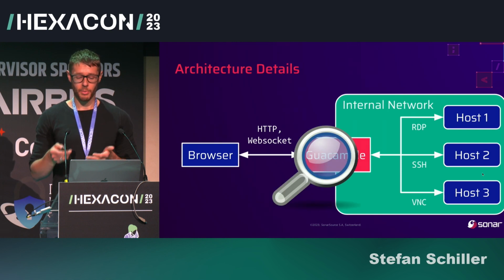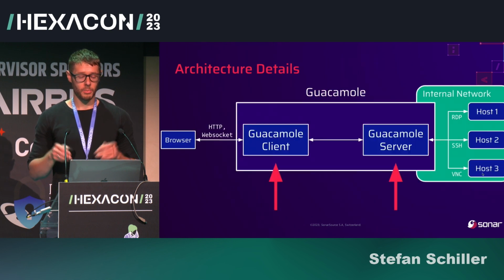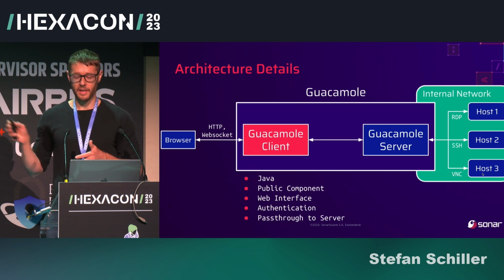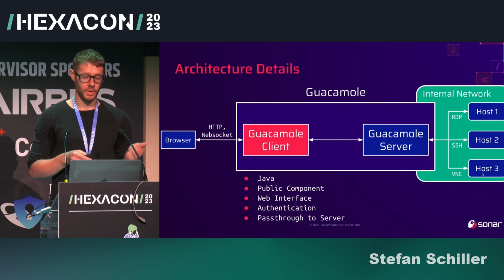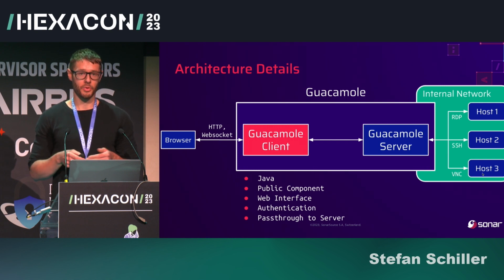In order to understand what we are facing, let's have a closer look at the architecture of Guacamole itself. Guacamole consists of 2 components, a client and a server. The terms client and server here refer to the Guacamole architecture. So the Guacamole client on the left is actually the externally exposed component. It's written in Java and it provides the web interface. It serves the required client-side JavaScript code, it is responsible for the authentication of the user, and it provides the WebSocket endpoint. Once a connection is established, it basically passes all communication through to the Guacamole server.